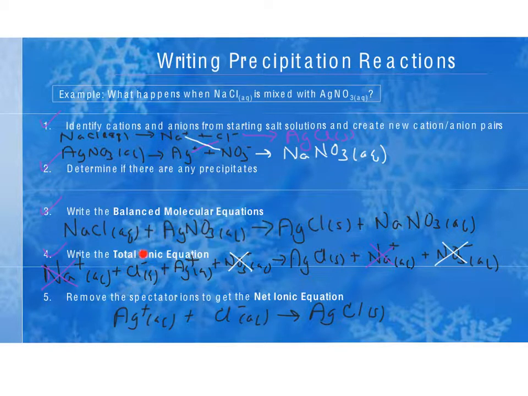Then we form the total ionic equation just by taking the aqueous species and breaking them up into their cation and anion pairs. And anything that was a solid, we leave as a solid. And then finally, we removed our spectator ions, the sodium and the nitrate, to get our net ionic equation, which is just looking at the things that are used to form our new precipitate.